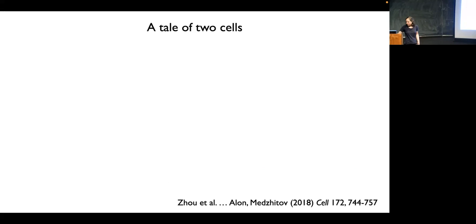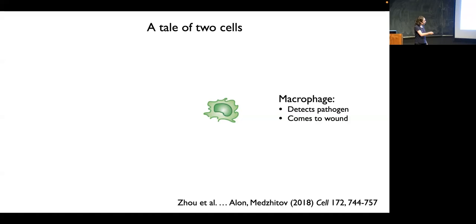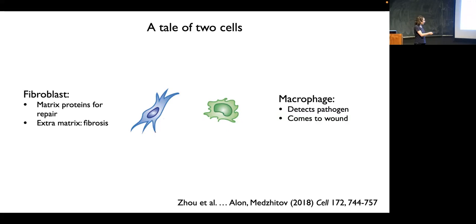So now I'll introduce you to these two cellular characters in this minimal model. One of them is one that we've met before. These are macrophages, which, as mentioned, detect pathogens and come to wounds in large numbers. The second is a type of cell called a fibroblast. These produce matrix proteins that are essential for repair. Produce too much protein over too long, and this leads to fibrosis. And it turns out that these two different types of cells feed one another. So fibroblasts produce a protein that makes macrophages grow, and vice versa.